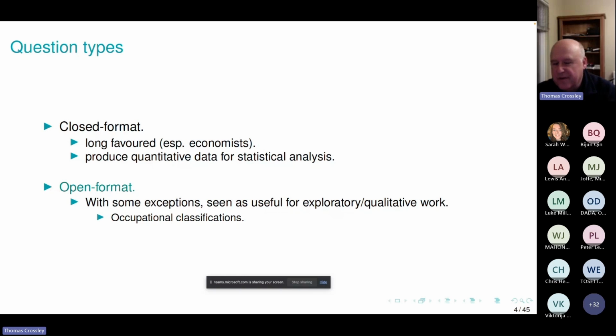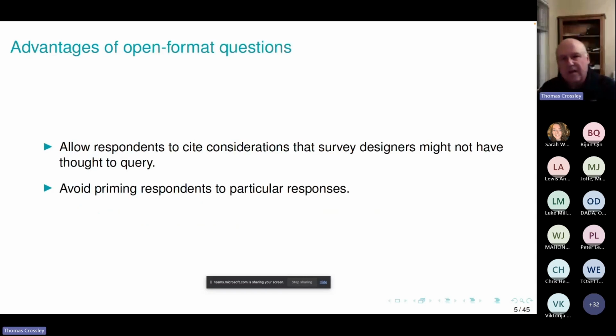I think the important exception that I'm aware of is occupational classification. So, in the PSID, we collect textual descriptions of people's jobs, and then those are coded into occupations, and that's a long-standing practice. But although we don't use open format questions that much, they have some advantages.